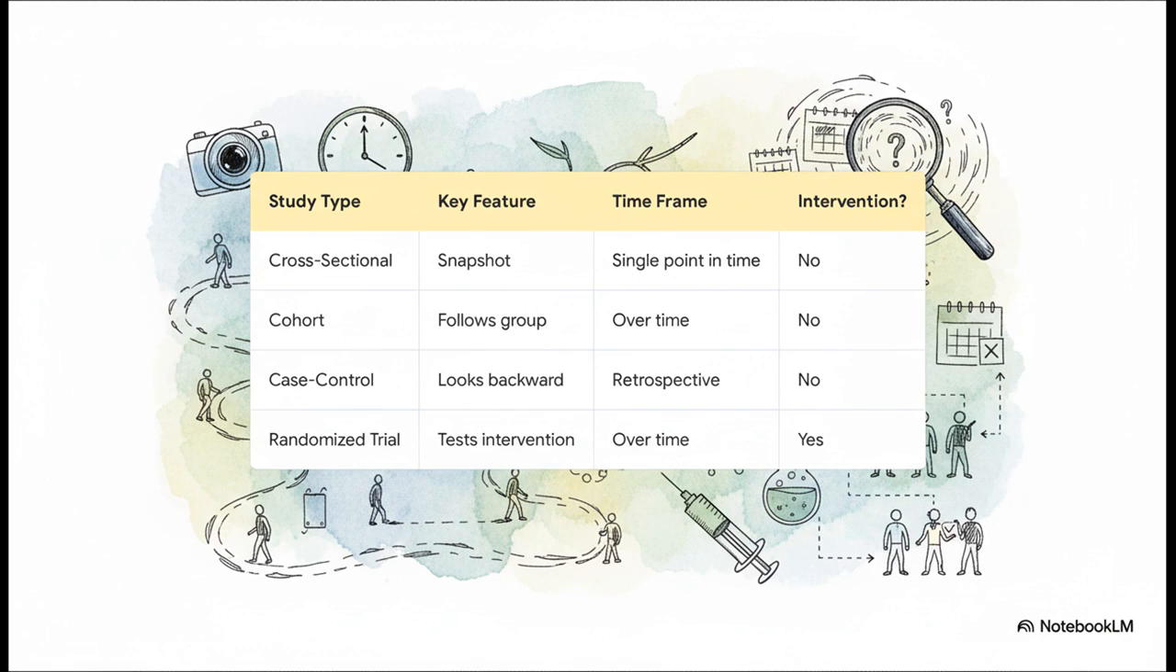You can see clear as day that the cross-sectional study is the only one that checks both our boxes, a single point in time and no intervention. The cohort study is observational, but it happens over time. The case control looks backward, and the randomized trial is the only one that actually tests an intervention. See, each of these designs has its own special job, its own superpower for answering different kinds of questions.